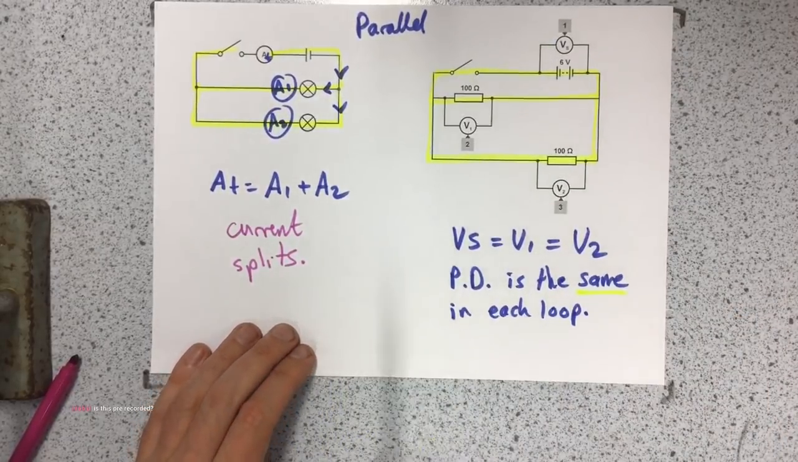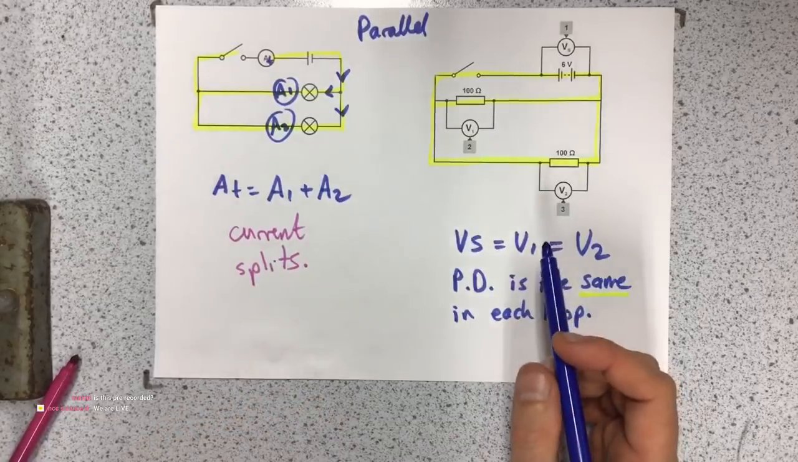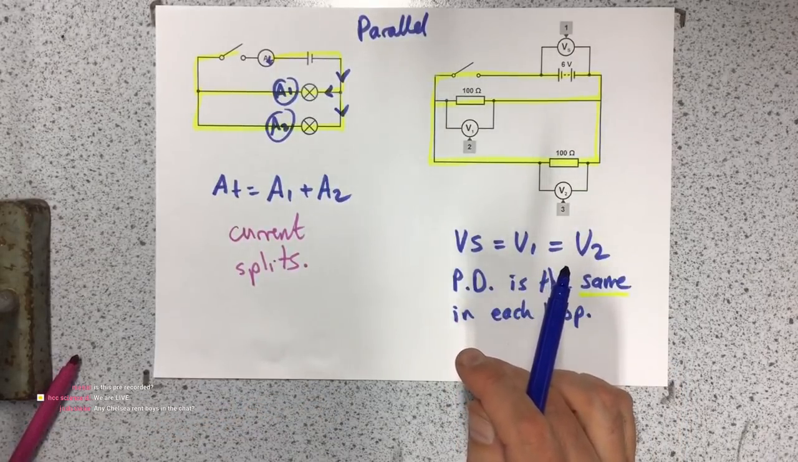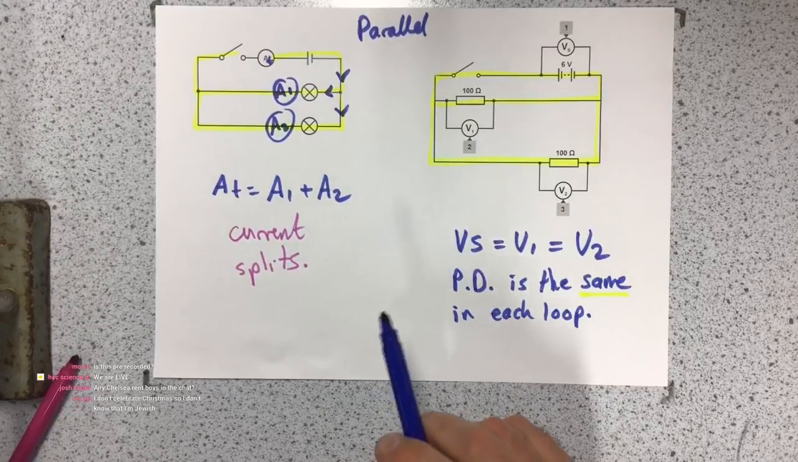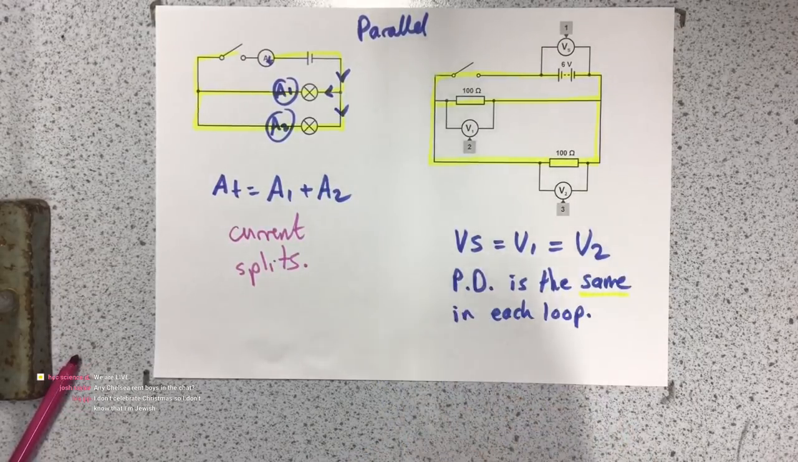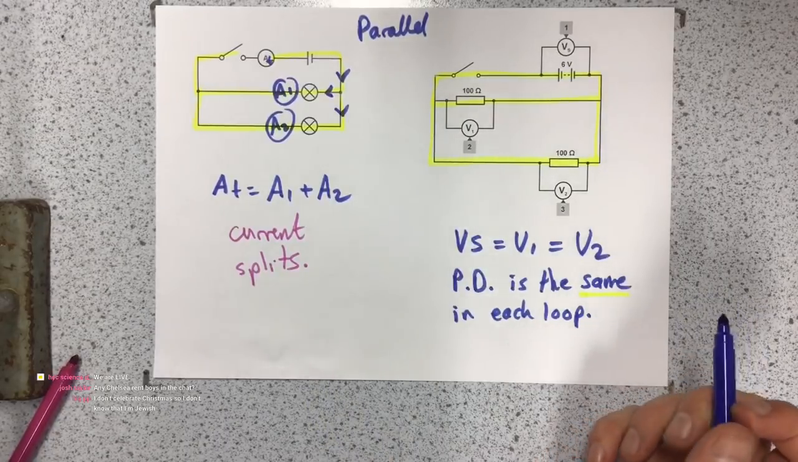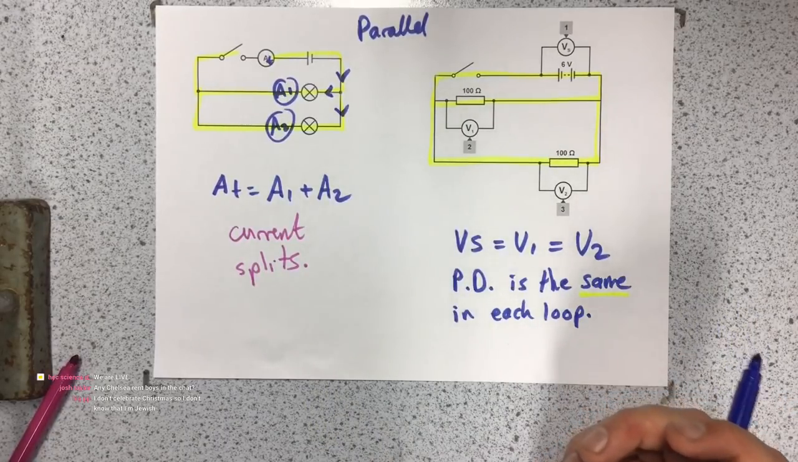It also explains something else. It explains your lighting at home. So when you turn other lights on in the house, it doesn't affect the brightness of the light in the room you are sitting in. Again, because the potential difference in the circuit is the same in each room, no matter how many lights you turn on.